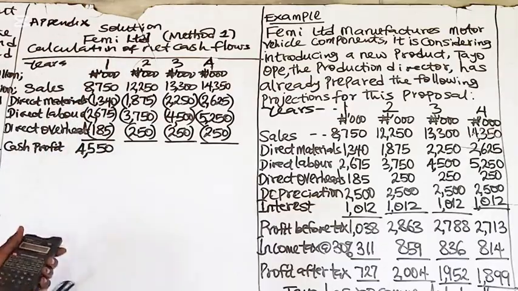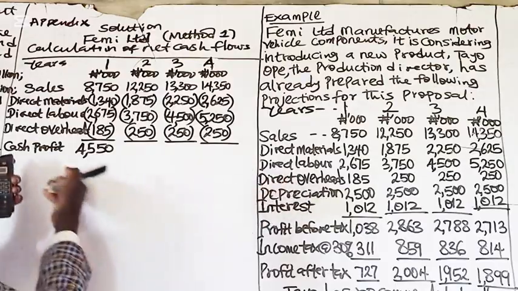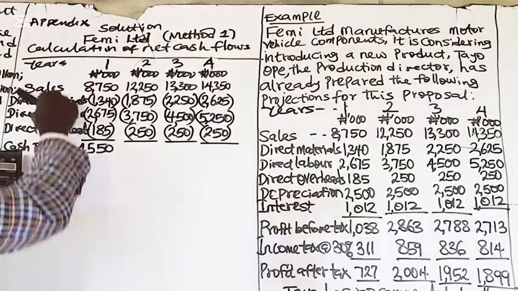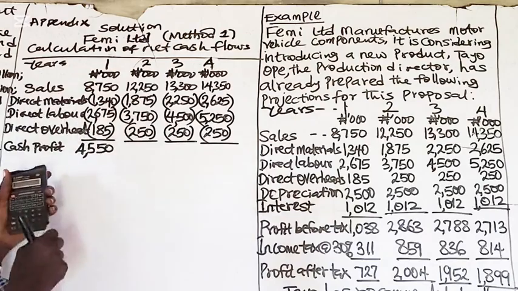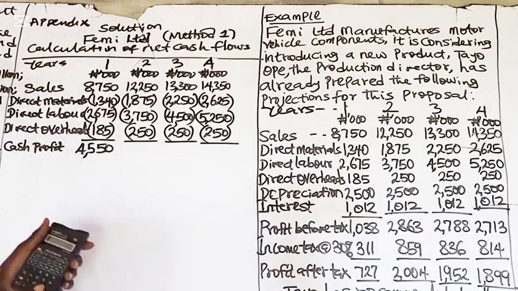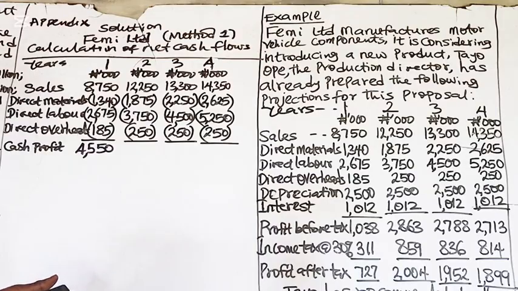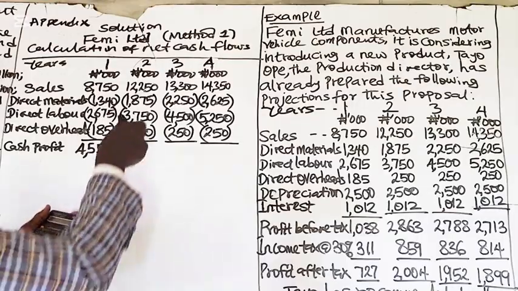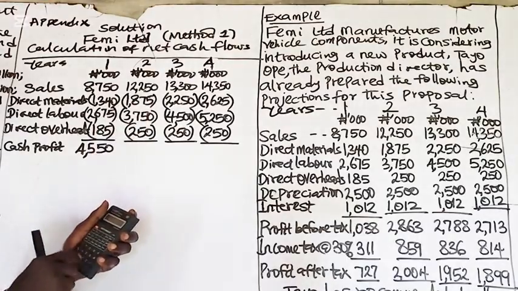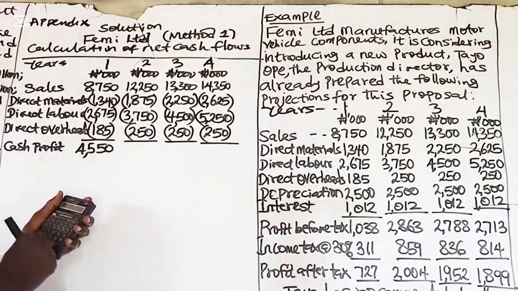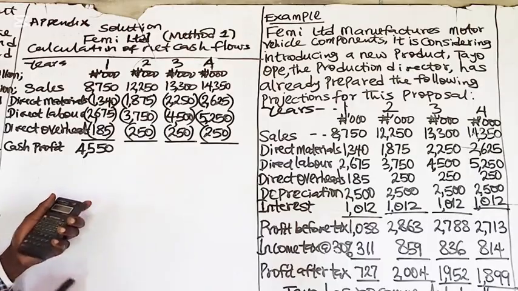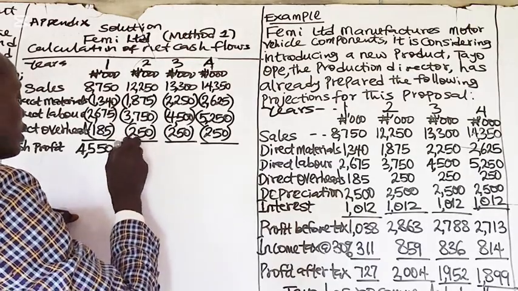So we did not consider those items that do not involve flows of cash. We did not consider items like depreciation. So it means the only cash flows that were used are those that involve the inflows or outflows of cash. So for year 2, 12,250 minus 1,875 minus 3,750 minus 250. So you have 6,375.